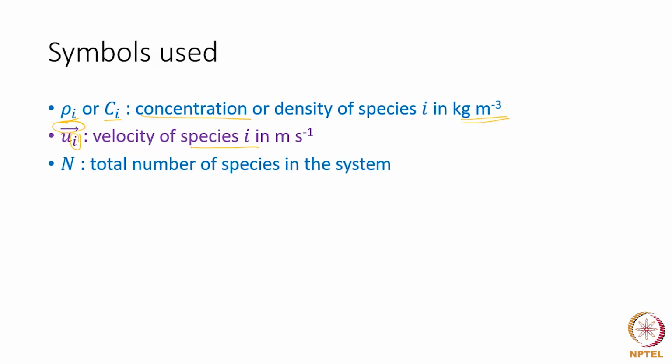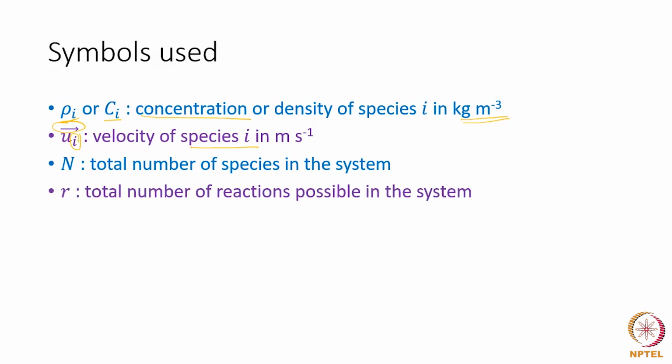The total number of species in the system are n, and n can be 2, 3 or whatever number we choose. There are some reactions that we think are possible in the domain, which is why the species could be generated within a control volume. So the number of reactions we are denoting by the symbol R.